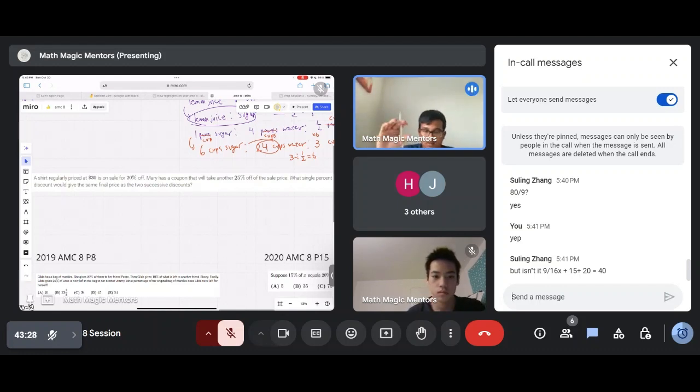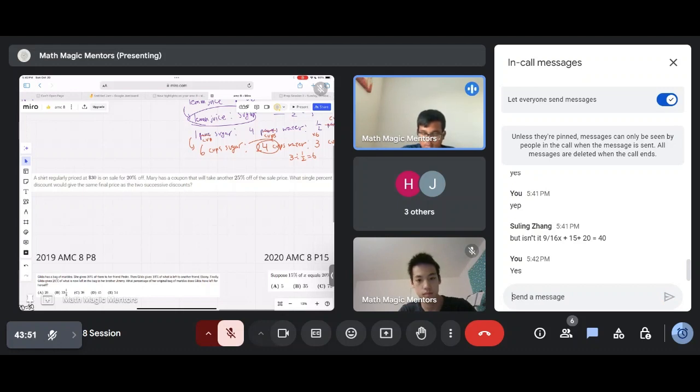So I have a shirt, it's $30 in cost, right? And I have it on sale for 20% off. But then Mary has a coupon that'll take another 25% off. So I get 20%, and then Mary will take another 25% of the sale price. So the problem says, what single percent discount would give the same final price as the two successive discounts.